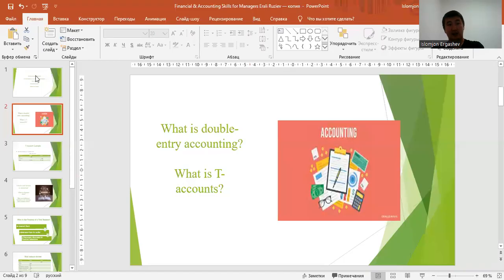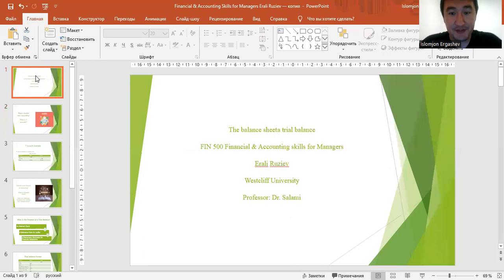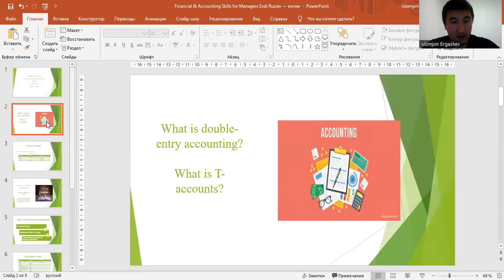Now we talk about accounting, the balance sheet and trial balance. Okay, first of all, we talk about double entry accounting.